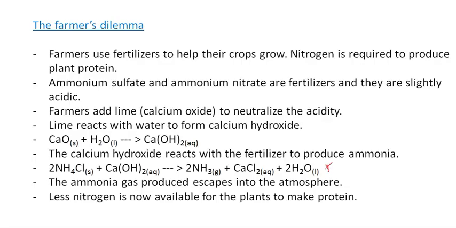This equation should look familiar to you because this is how we typically prepare ammonia gas. So the ammonia gas produced escapes into the atmosphere. So therefore we have less nitrogen now available for the plants to make plant protein.